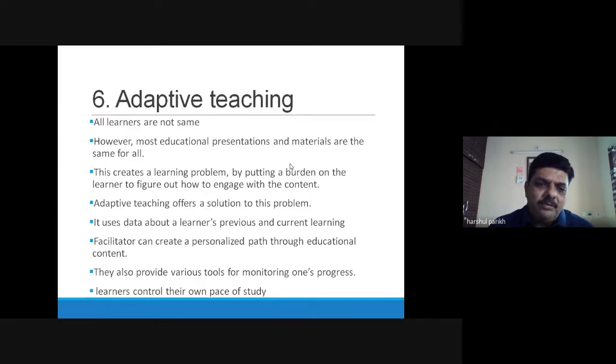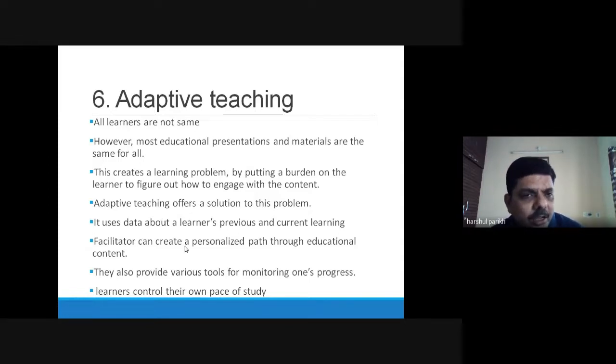In this approach, we can get data about learners' previous and current learning. We know that any topic or subtopic we teach definitely has some base. At which level the learner has reached, we can identify by getting this data. And as a facilitator, we can create a personalized path.